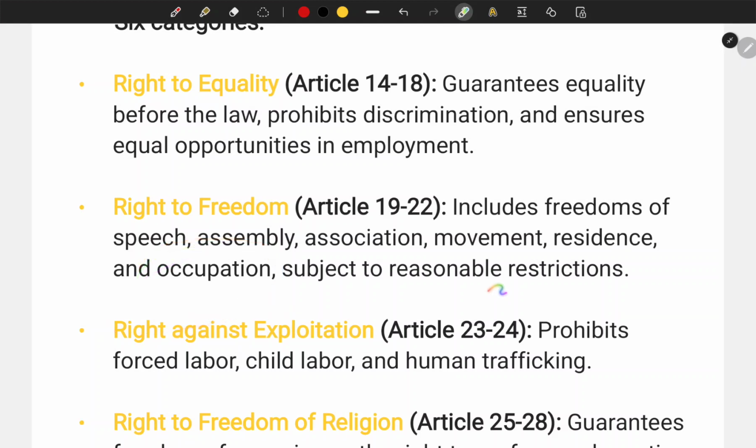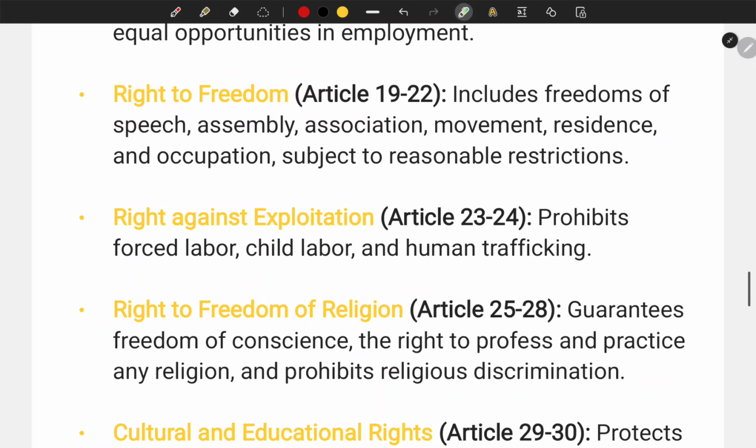But this is also subjected to reasonable restriction. You remember I told you how our right to movement was restricted during the time of COVID-19, right? And that was because of public safety. So there needs to be a reasonable restriction. It should not be because, say, the government of a certain state don't want you to come into their state. So they cannot just go on and restrict your movement of coming to that state just because they want it like that. There needs to be a certain reasonable restriction.